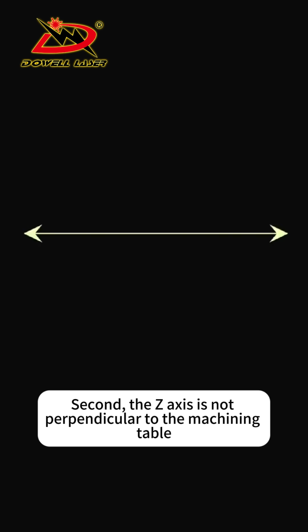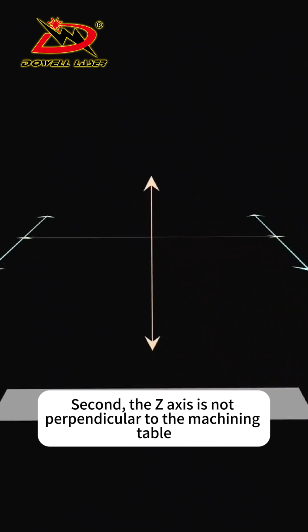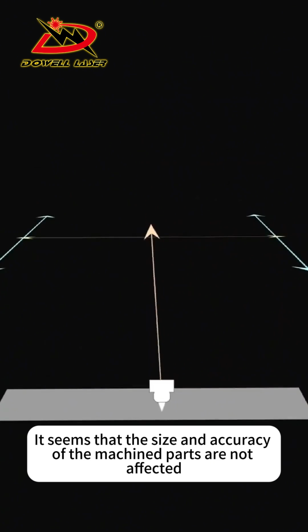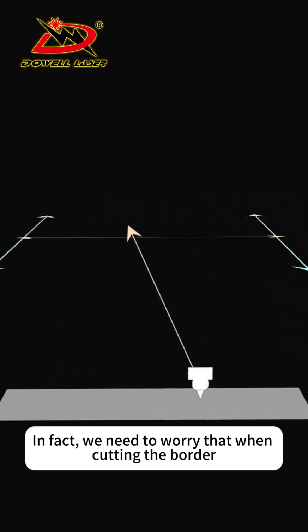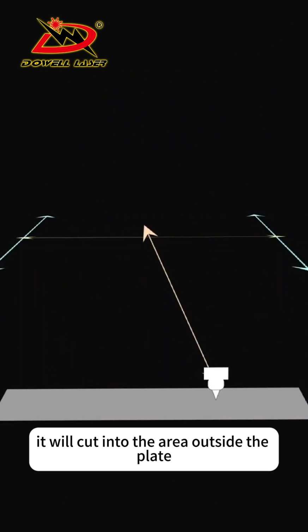Second, the Z-axis is not perpendicular to the machining table. It seems that the size and accuracy of the machined parts are not affected. In fact, we need to worry that when cutting the border, it will cut into the area outside the plate.